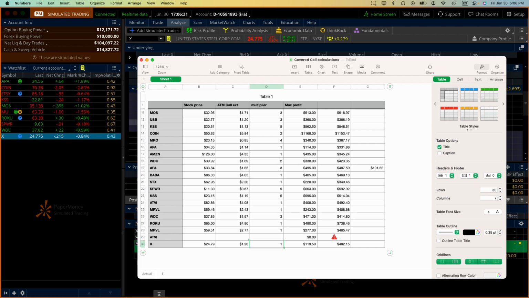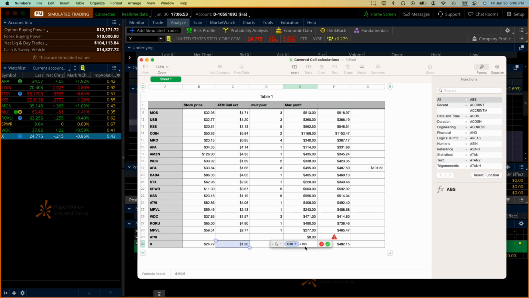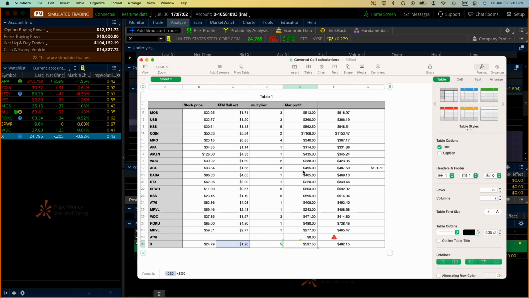Okay, and we're going to do 5. That's our multiplier. We're multiplying times 5, so it approaches $10,000, which is 10% of our account. In the case of the IRA account it's 10%, in the case of the margin account, it will be 20%. Okay, so here we are, and we multiply times 5. Okay, and that gives us, my maximum profit will be $597.